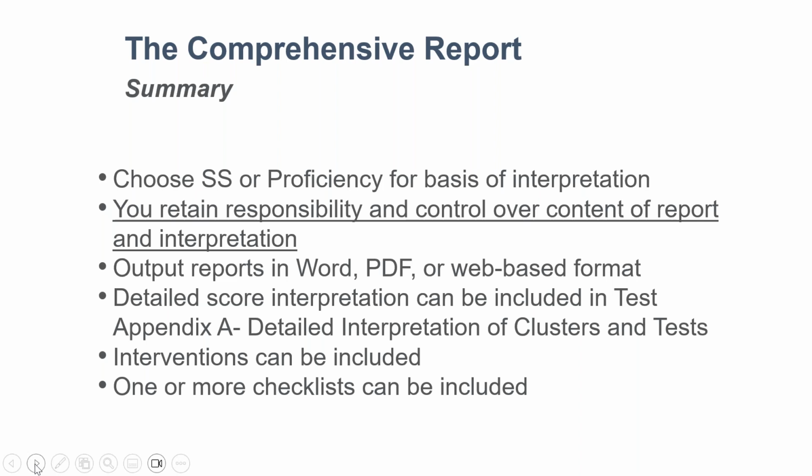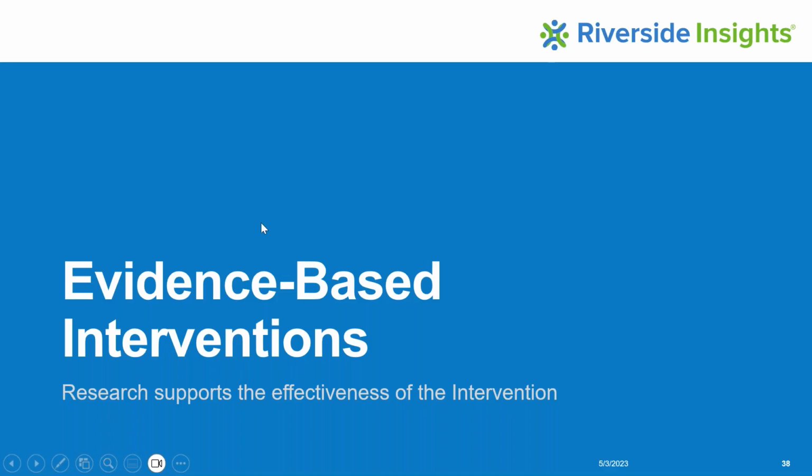The output reports can be saved in Word, PDF, or web-based format. You also have that option for that detailed score interpretation to be included in Appendix A. Interventions can be included, and I'm going to show you what that looks like when those interventions pop up for you to make choices from. And then I already said one or more of those checklists can be included. So we went over the evidence-based interventions in previous sessions. Again, all of the interventions that are included in the system were researched, they're research-based.